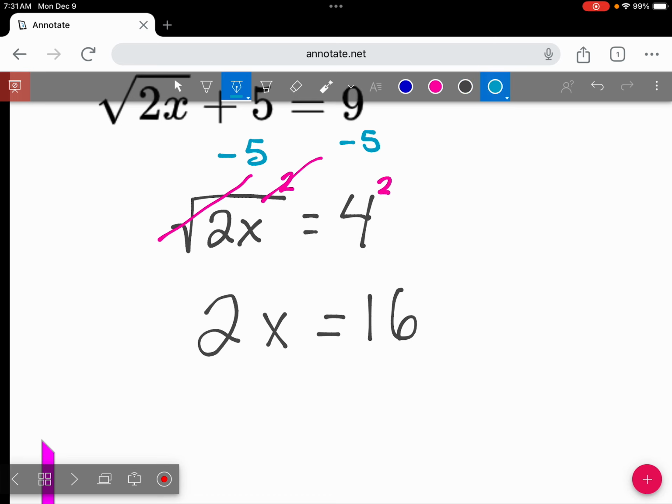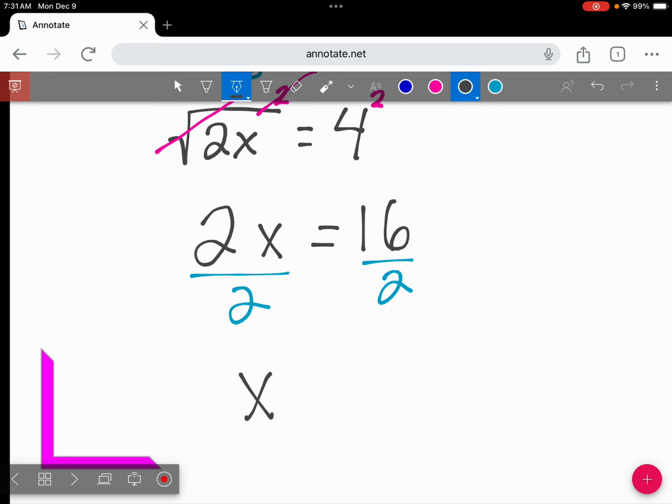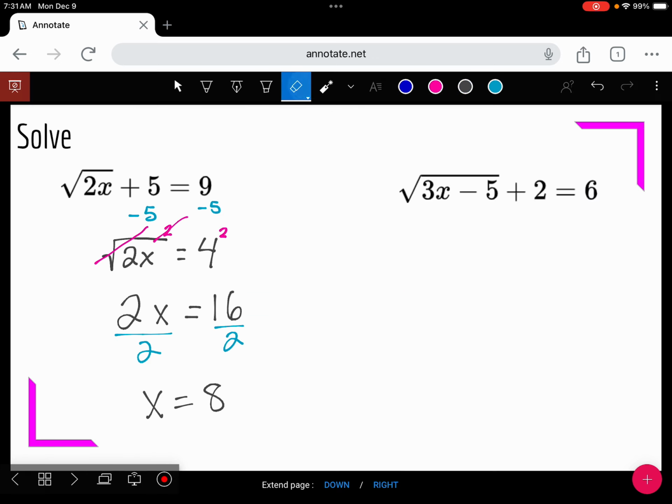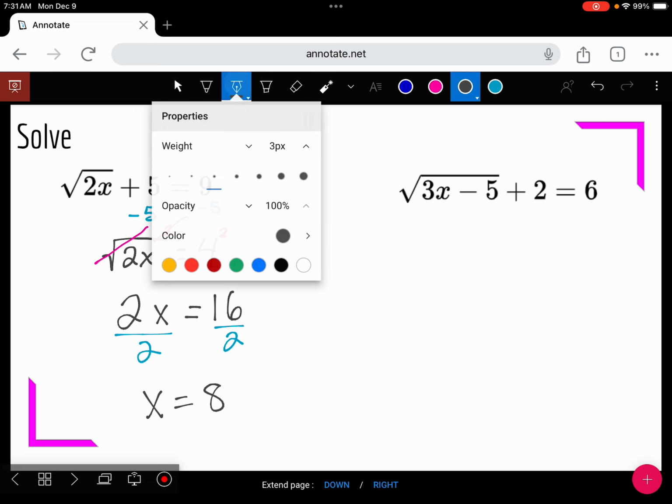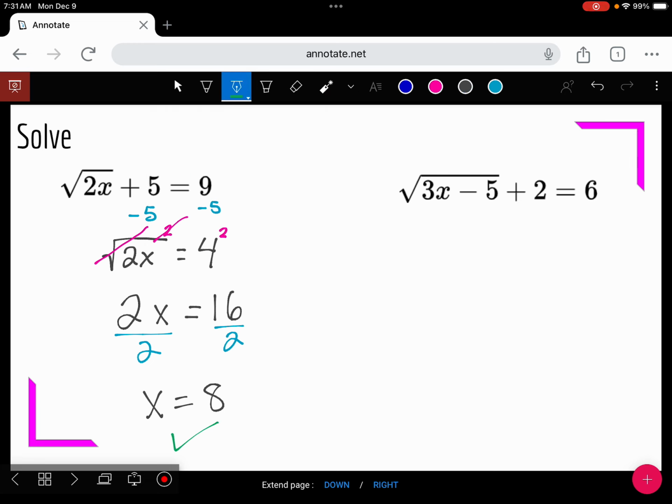So what do I do to get my x by itself? Divide by 2. So what's my x equal? X equals 8. Is that an okay thing to have in my radical, or is it going to give me a negative underneath? If my x is 8, is that good, or are we going to get imaginary? It's good. Check. So we're just checking to make sure we don't get a negative under the square root. That's the only time we have a problem.